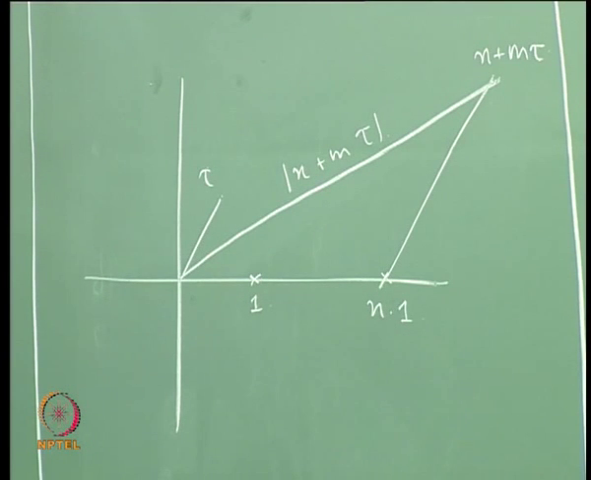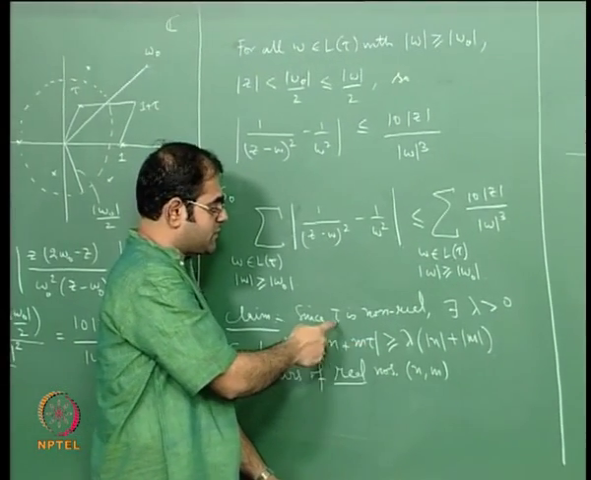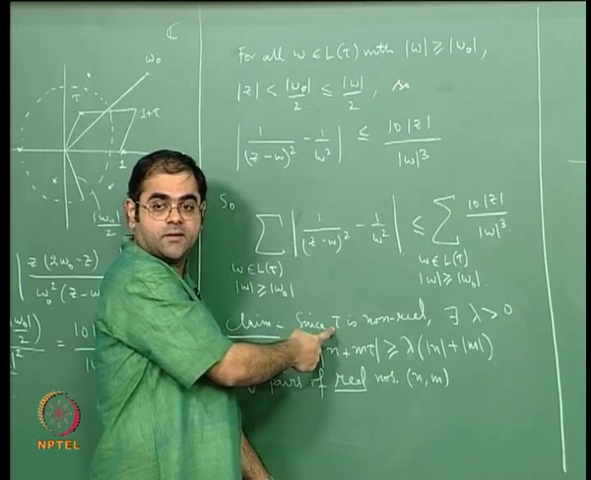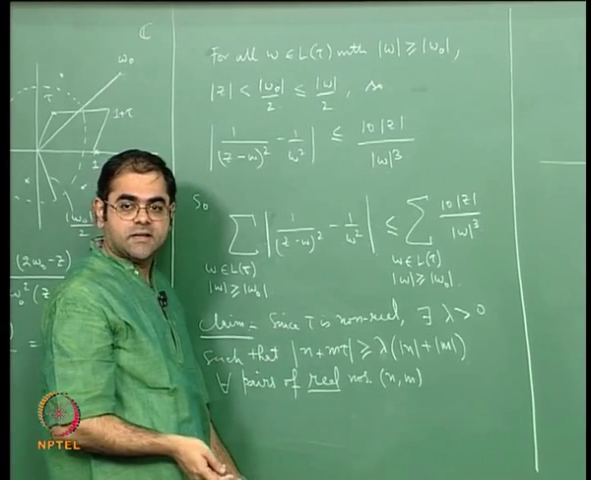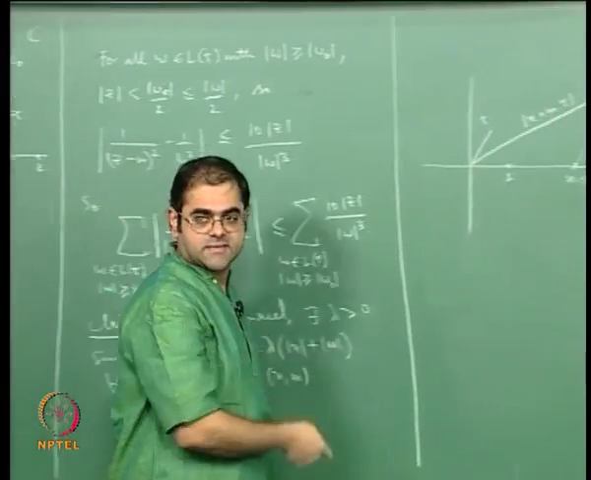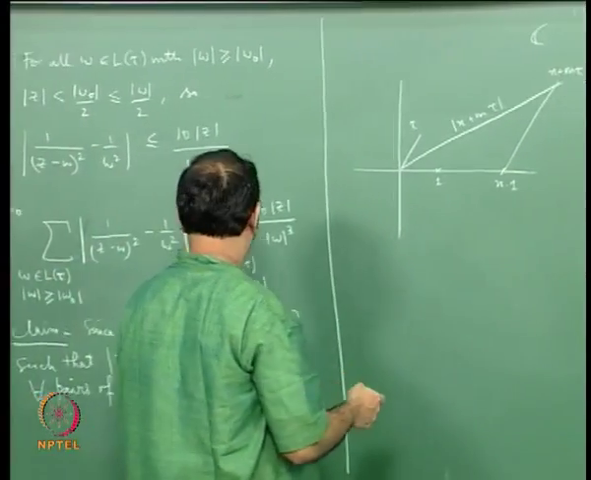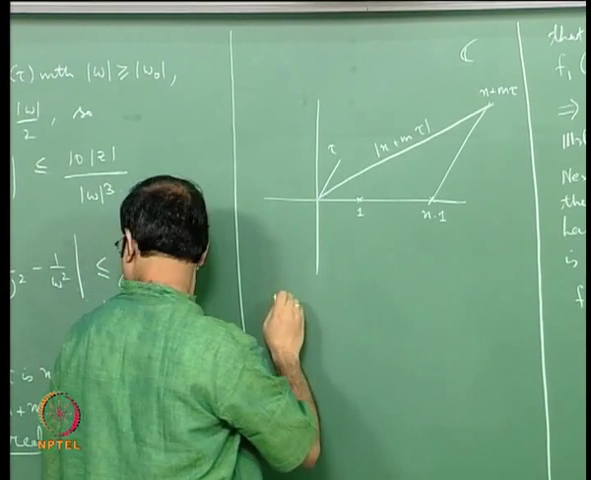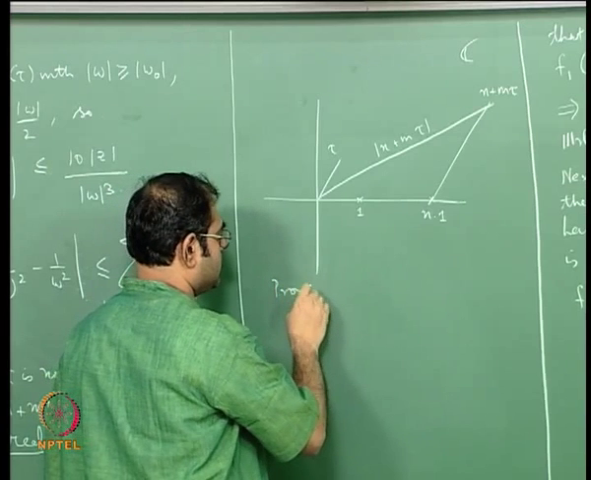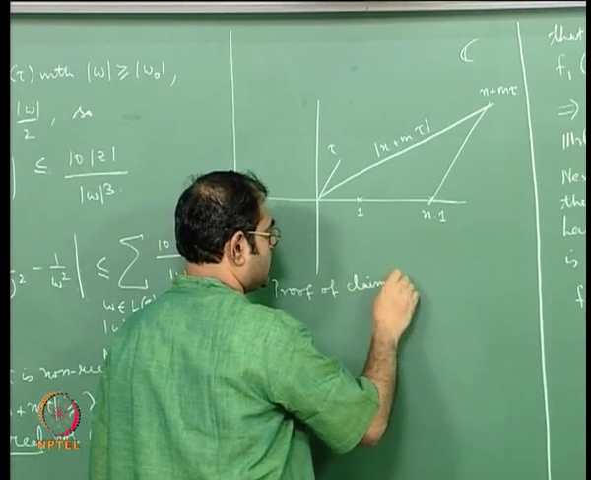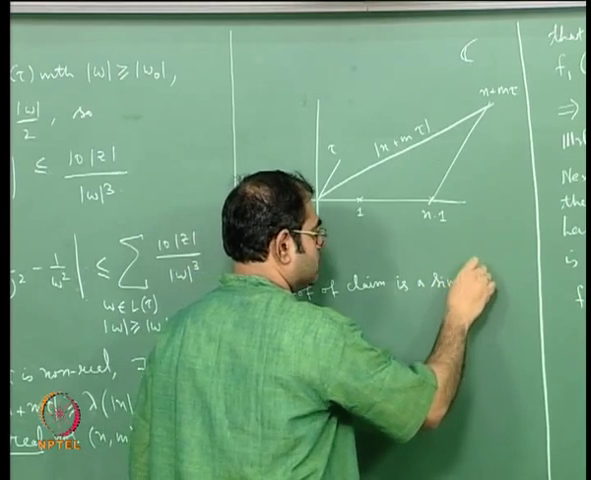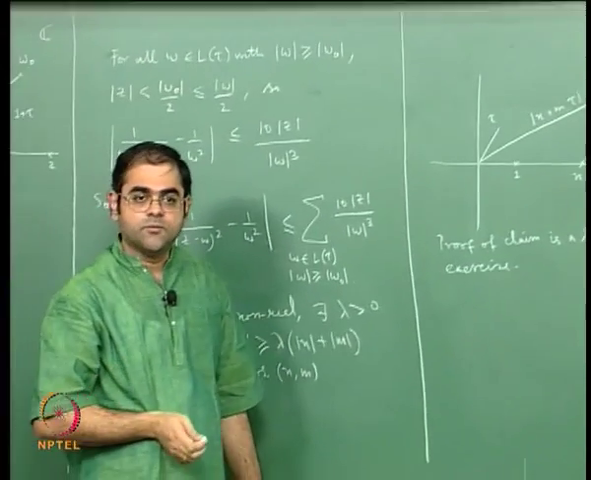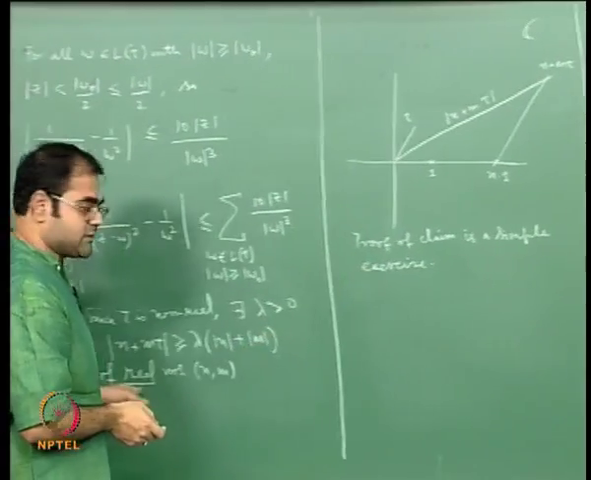But one needs to actually show that this is true, because tau is in the upper half plane, so it is a non-real quantity. So this is a small exercise which I will leave to you to do, and let's believe this exercise. The proof of the claim is a simple exercise which I will ask you to do, but let's apply it.